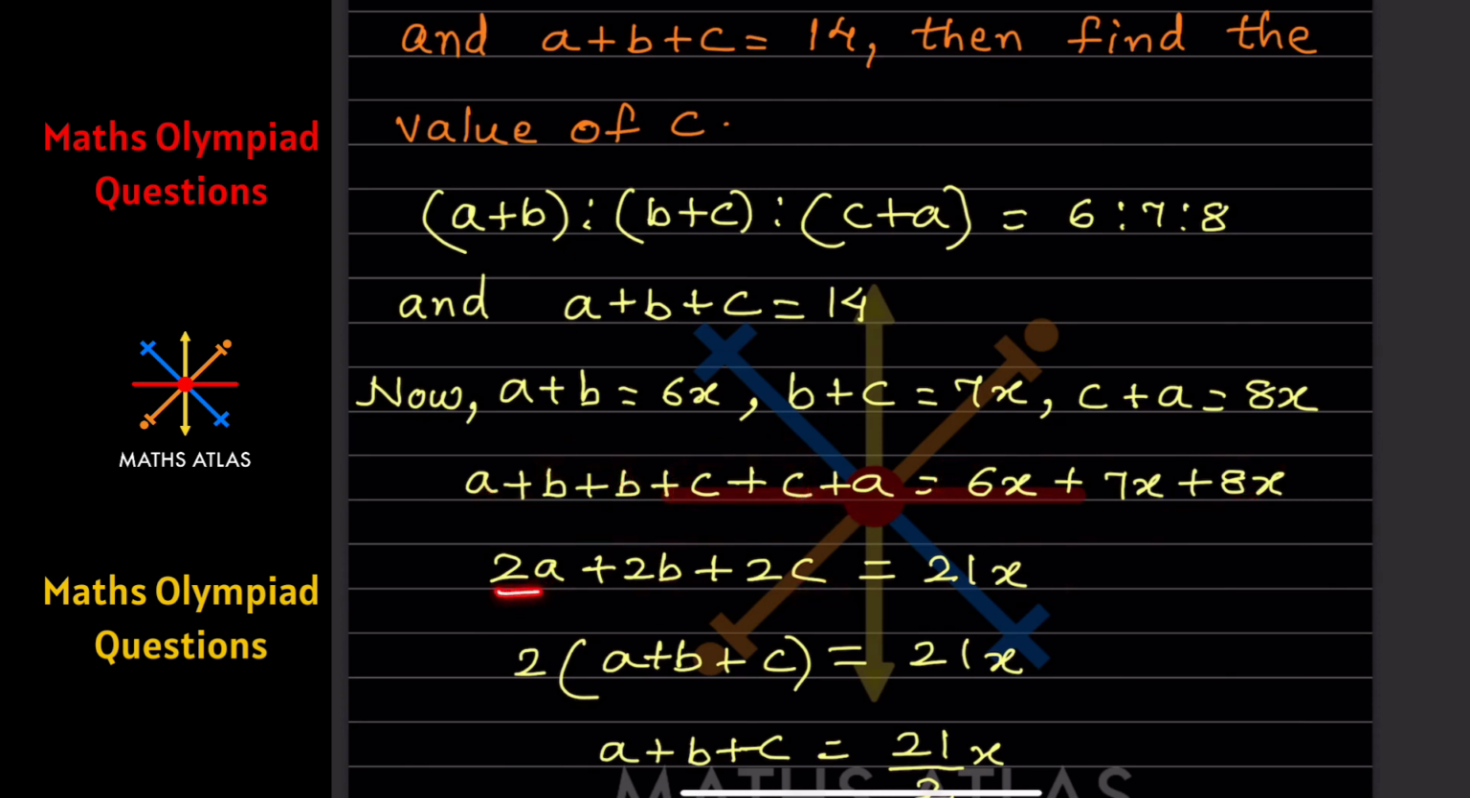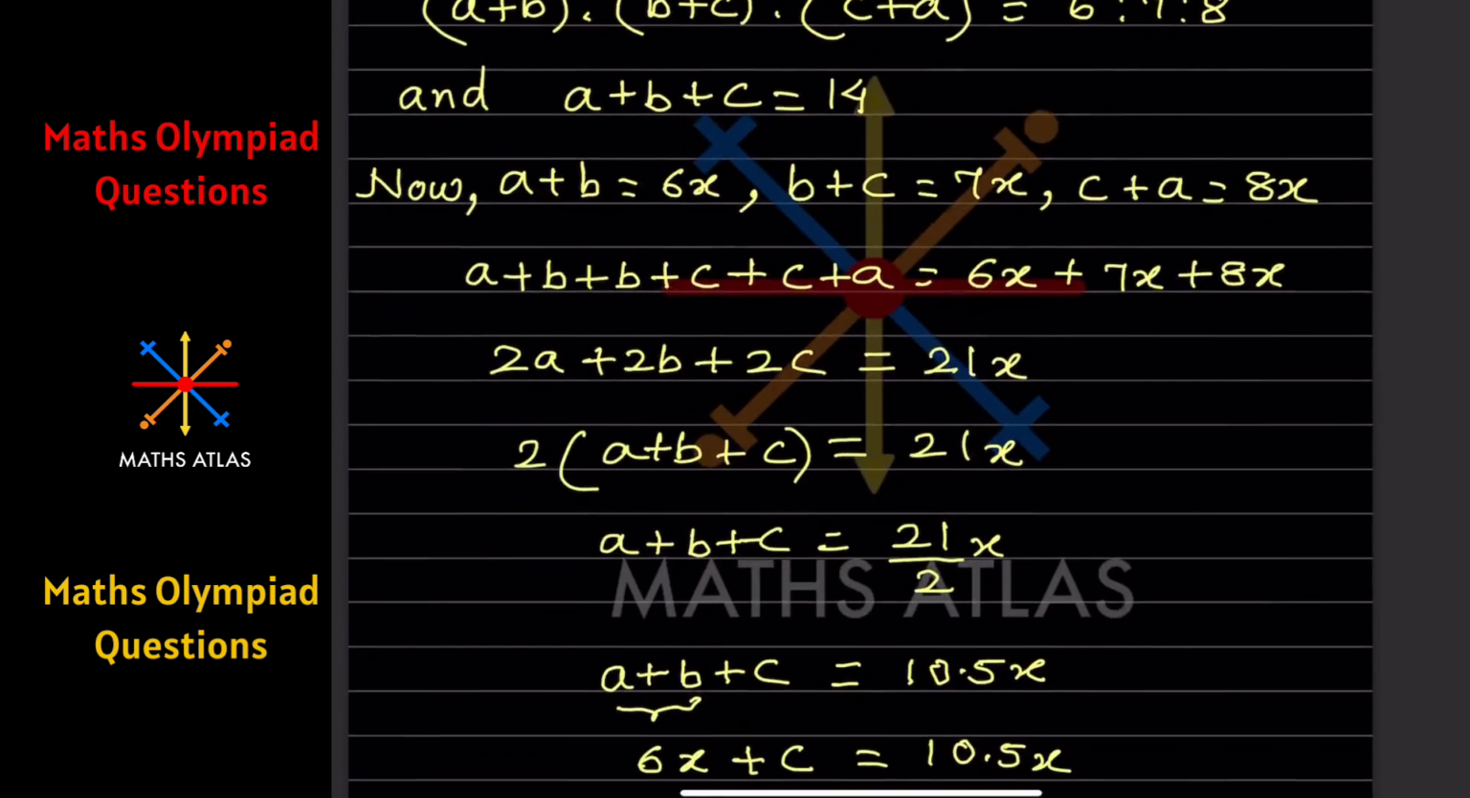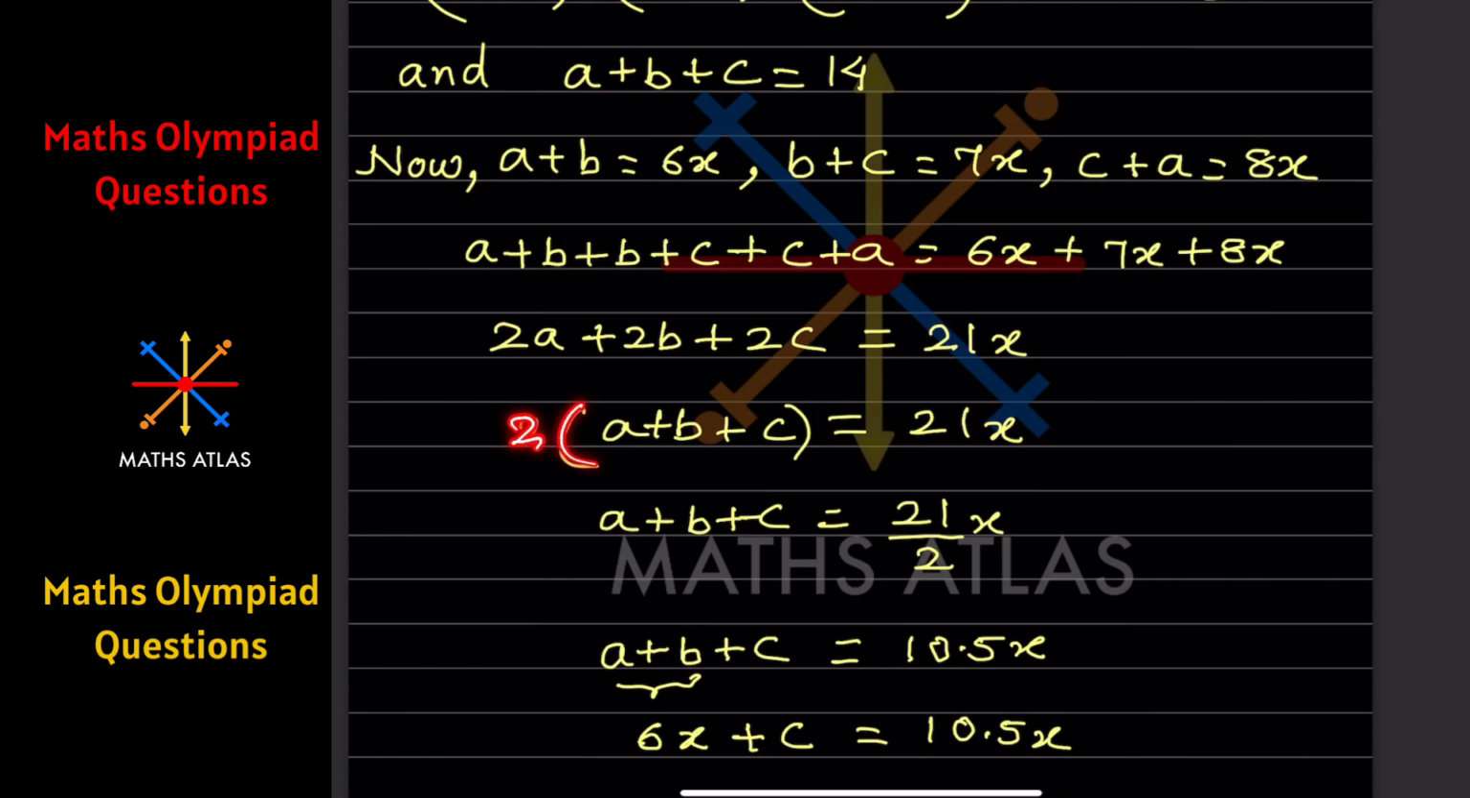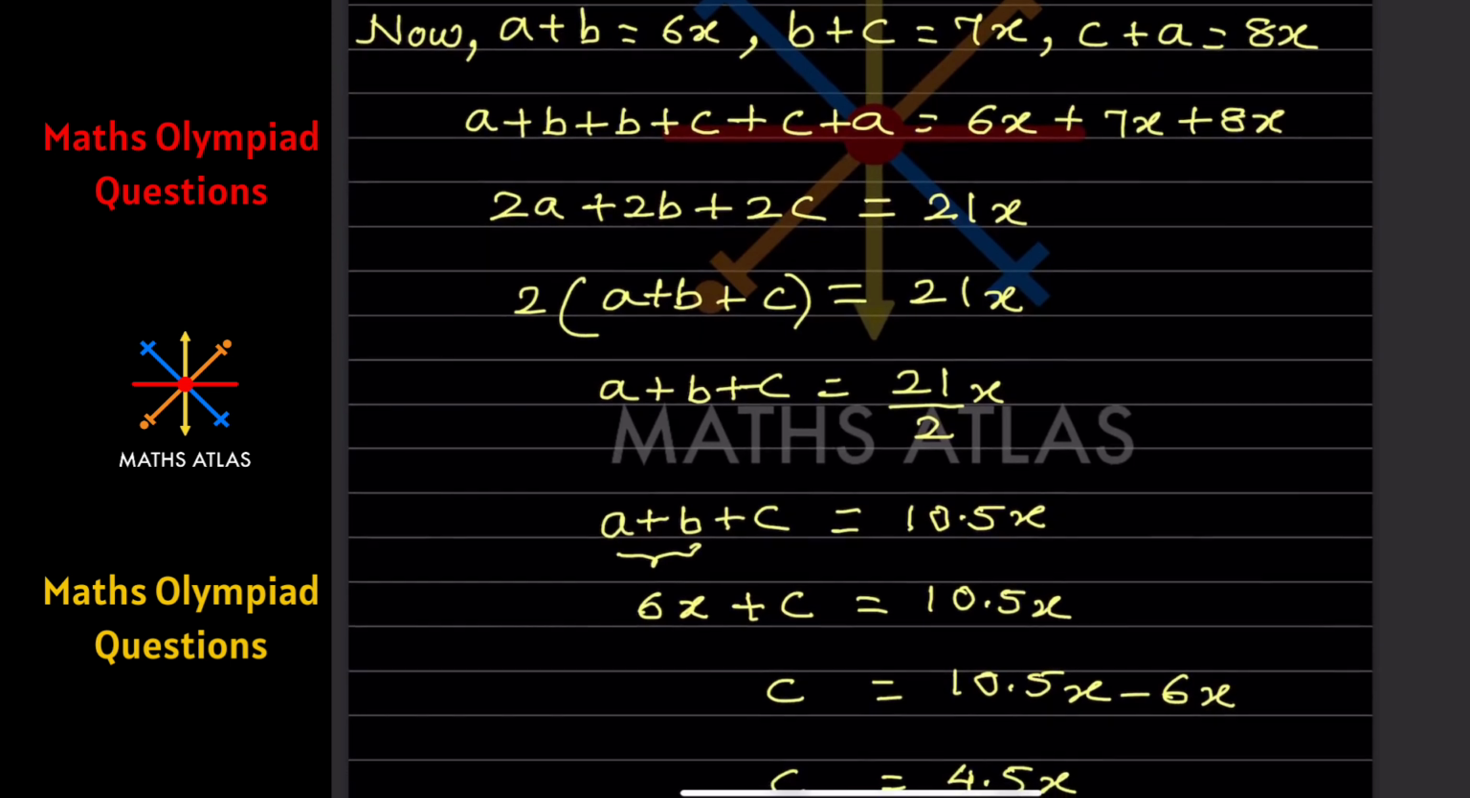So from this one, these are the three terms, and what we can see common is 2. So let us take this 2 common outside, and what remains in the bracket is A plus B plus C, that is 21x. Now this is multiplication actually, so this 2 will go on the other side and get divided. So what will you get here? A plus B plus C, when you divide this, you get 10.5x.